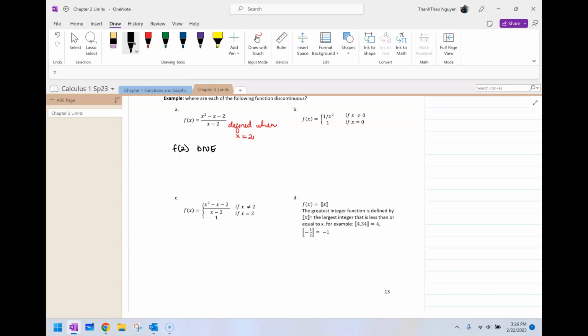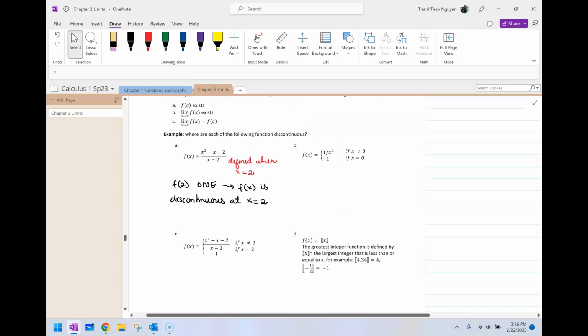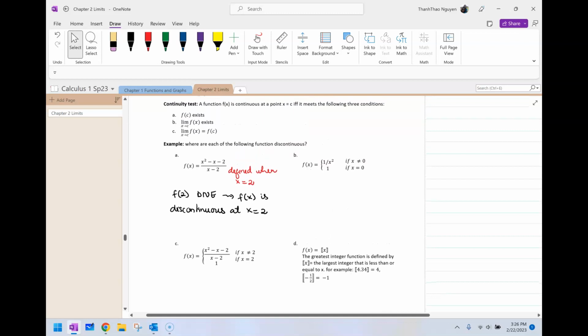So then f of x is discontinuous at x equal to 2, and it fails the first condition.